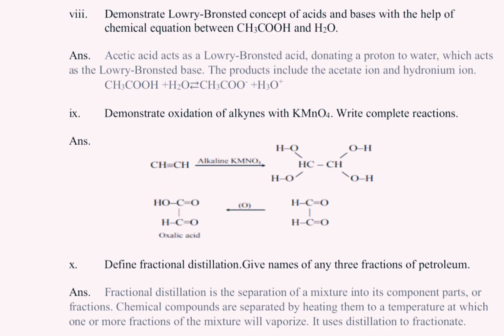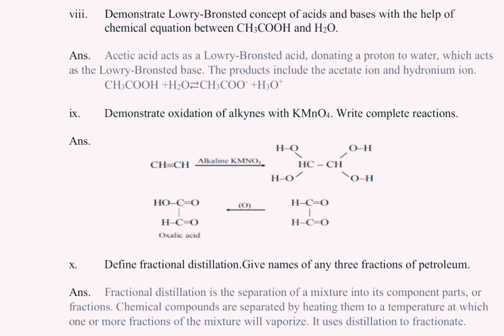Then we have to demonstrate oxidation of alkynes with KMnO4. We have alkyne and KMnO4. What it will do is add hydroxyl groups across the bonds. First the triple bond will be removed, and then the double bond is removed, and then we get this. Because we have alkyne with KMnO4 here, it does complete oxidation. In the next step, water will be removed, and what it provides is C double bond O, C double bond O, and H on both sides.